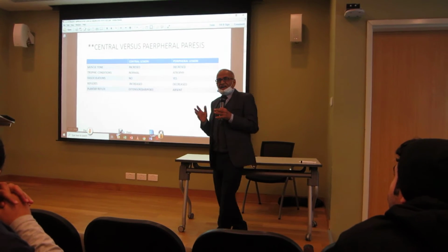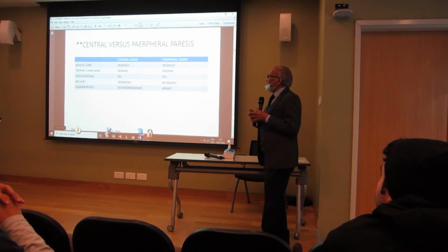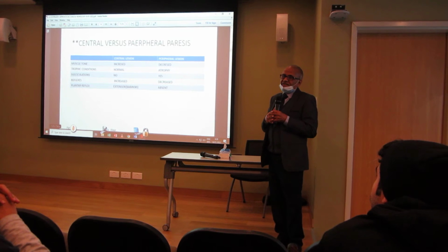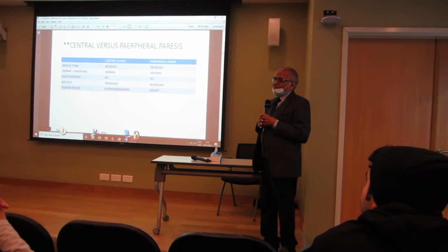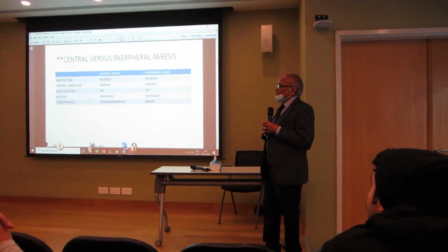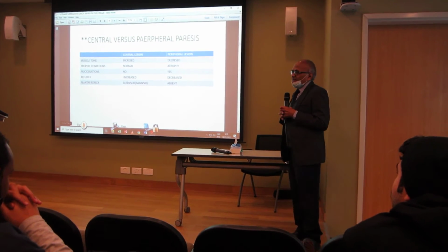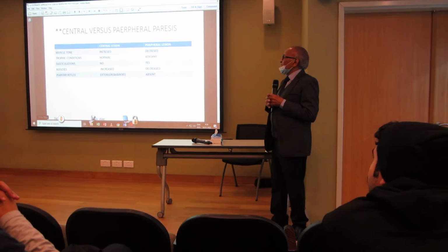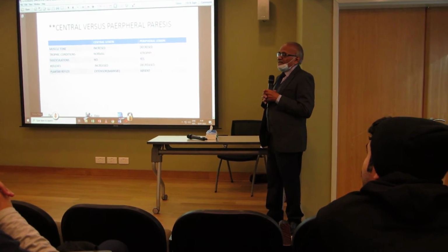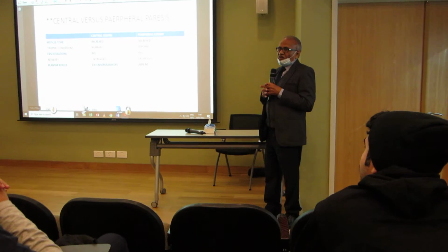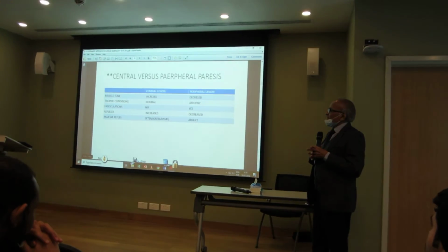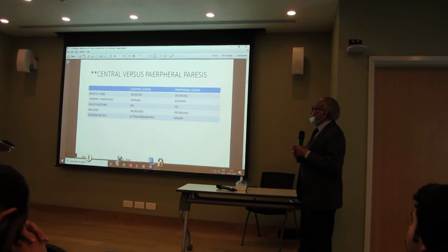Defective when the peripheral nervous system is defective. Muscle tone: the increase in muscle tone in central lesions, and in the peripheral lesion, it becomes decreased. The trophic conditions: the area becomes normal in central lesions, but peripherally it becomes atrophic.